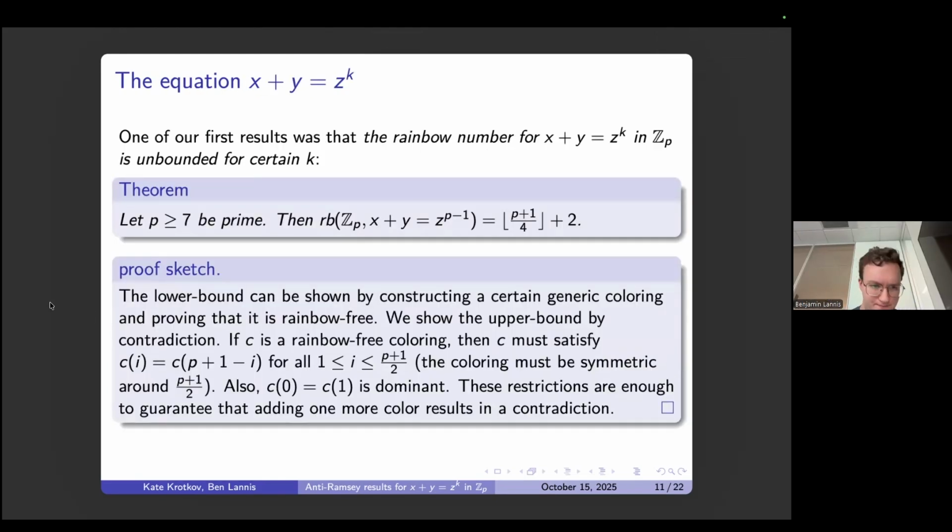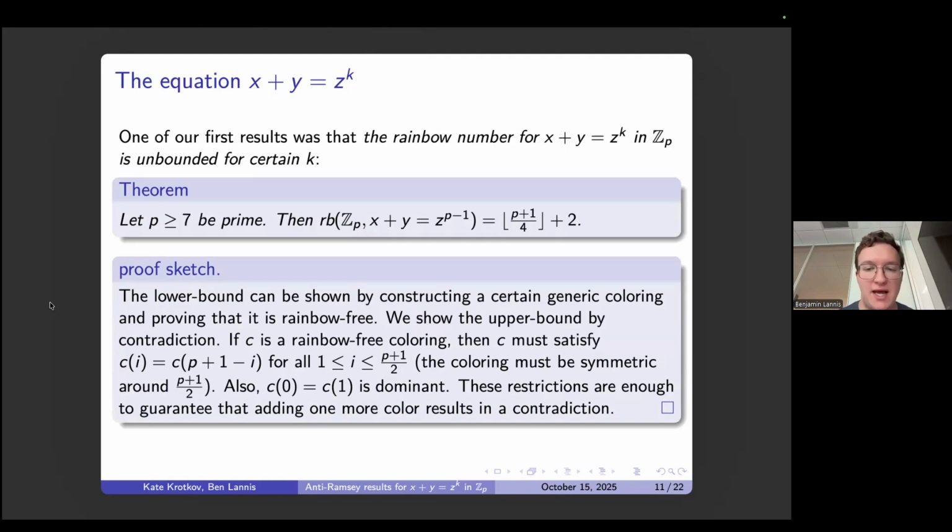So how do we prove this theorem? To draw a comparison with Ramsey theory, we'll show the lower bound by constructing a certain generic coloring that works for all p, and we'll show that this coloring is rainbow free. This isn't terribly hard to do. As Kate will talk about, we had the assistance of a SAT solver to generate rainbow-free colorings for us, and we were able to see these patterns at a large scale. And once you see the pattern, it's not terribly difficult to figure out what the coloring should be.